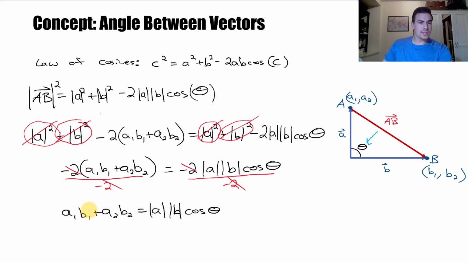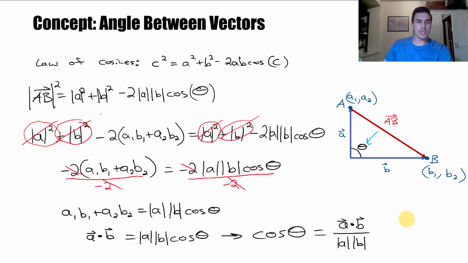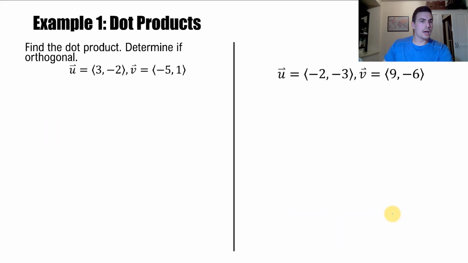And hopefully you can see right here, again, we've got our dot product. So I'm just going to substitute a dot b for what we have here on the left. And when I solve for cosine, you get this equation where cosine theta is equal to a dot b over the magnitude of a times the magnitude of b. So if you're ever asked to find the angle between two vectors, this would be the direction to go. Okay, so let's get into some examples here.